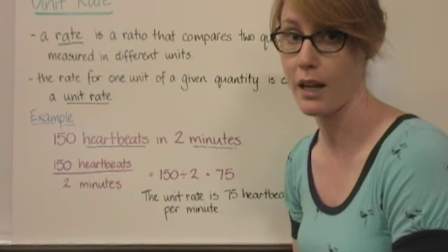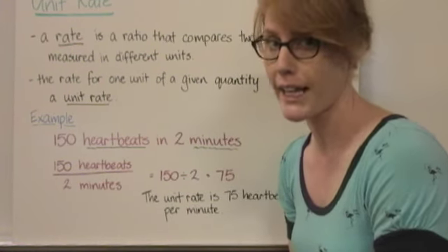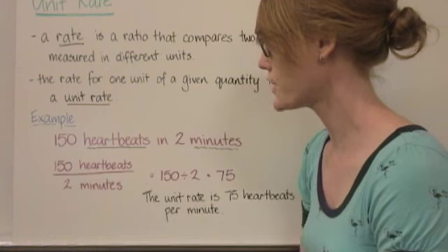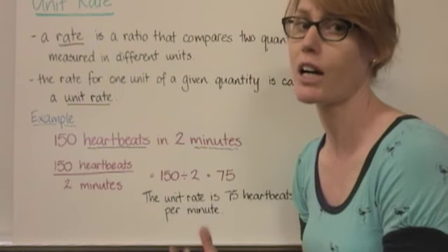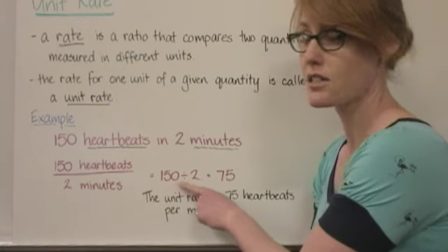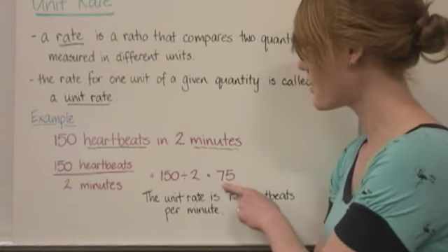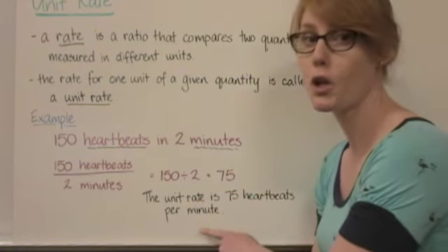For example, if we have somebody who has measured 150 heartbeats in 2 minutes, the two different units of measurement that we're comparing is heartbeats and minutes. So we start off by writing it as a ratio, 150 heartbeats to 2 minutes. And to find out the unit rate, we need to divide one term by the second term. So 150 divided by 2 is 75. So the unit rate is 75 heartbeats per minute.